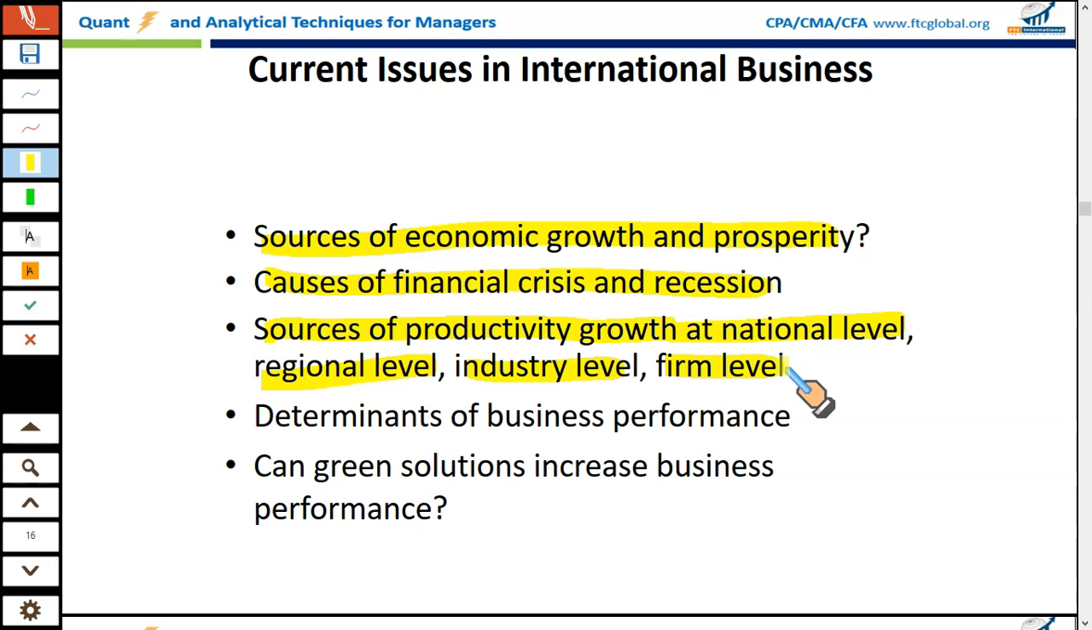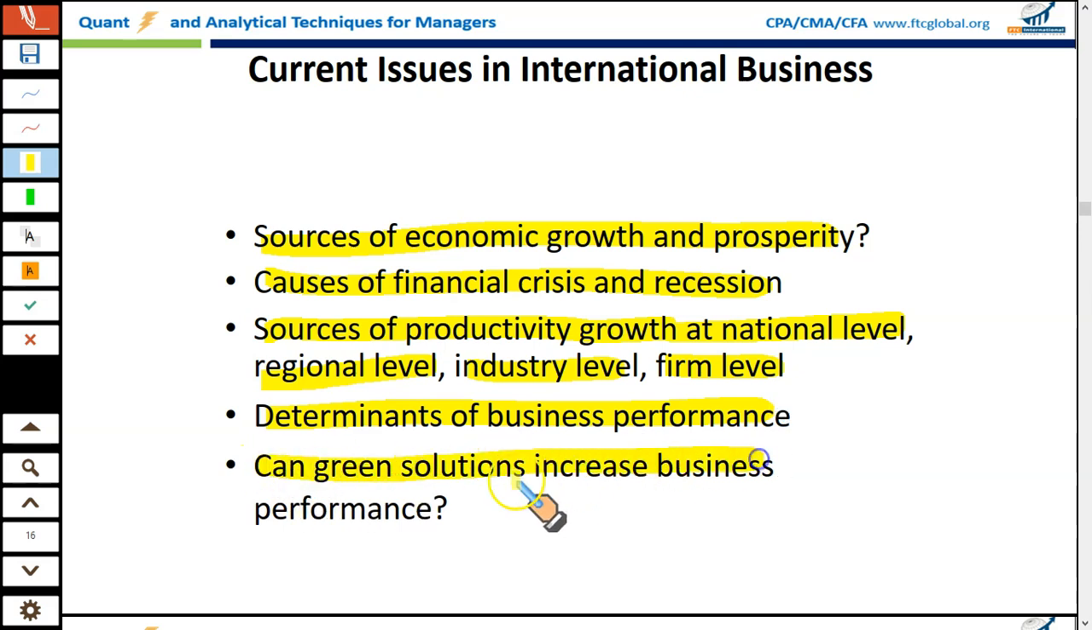These are the factors that determine productivity. Productivity is simply a measure of how many units a worker produces in a day, in an hour, or a machine produces in 1 hour. Determinants of business performance. What determines business performance? Management quality, of course. Market conditions, stable economy, yes. Innovation, all these affect business performance.